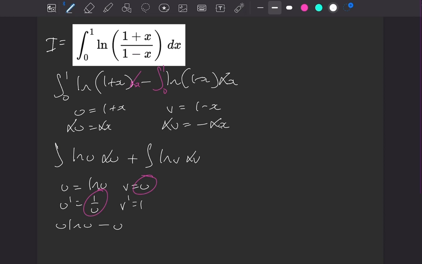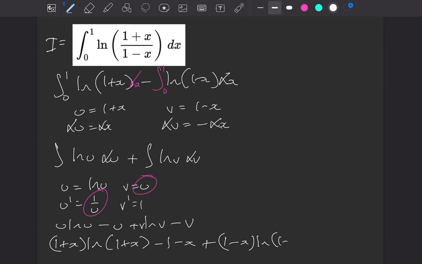And now the same for the log v, but with v's instead. So plus v log v minus v. We'll transform everything back into the x world. So for the u, it's 1 plus x. So we'll have 1 plus x multiplied by the natural log of 1 plus x, take away 1 plus x, so take away 1, take away x. And now plus, for v, it's 1 minus x. So we'll have 1 minus x multiplied by the natural log of 1 minus x, and then subtract 1 minus x. So that's going to be a minus 1 and then a plus x. These two x's, the minus x there and the plus x there, will cancel.